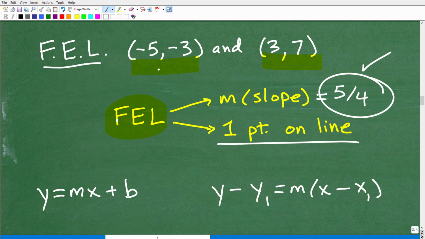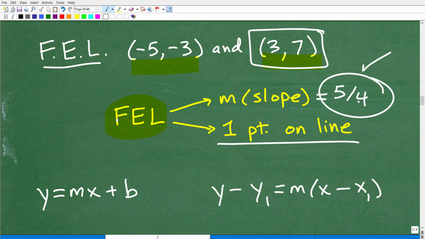Try to select the ordered pair that is a little bit easier. You know, here it's kind of a toss-up, but I'm going to go ahead and use 3, 7. Okay, again, I could use this point as well with this slope. I'll get the same answer. But I'm going to use 3, 7 and 5/4. Of course, that's our slope to find the equation of the line.